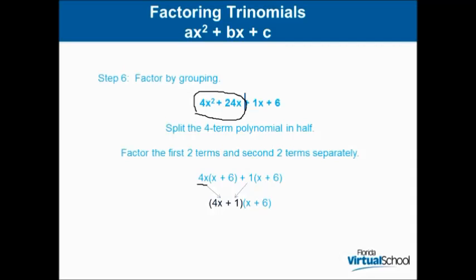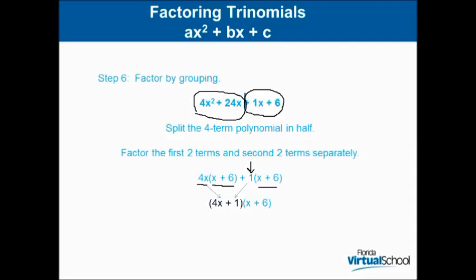We'll do the same thing for our second group, 1x plus 6. If you notice, the only greatest common factor that we can pull out here is a 1. So we're going to be sure to include that out front right here and write those same terms inside. If you notice, our binomials match. x plus 6 is included in each set of parentheses.